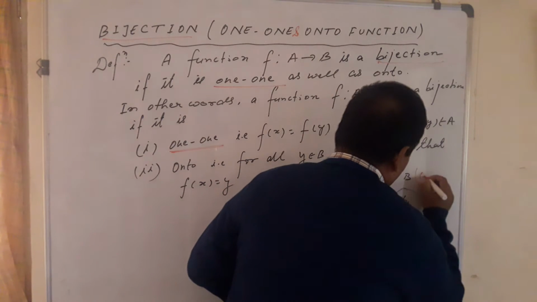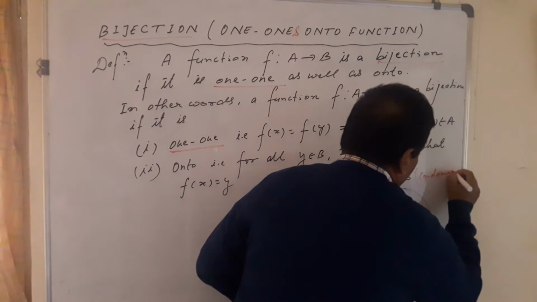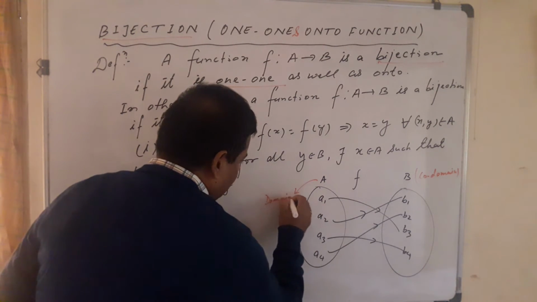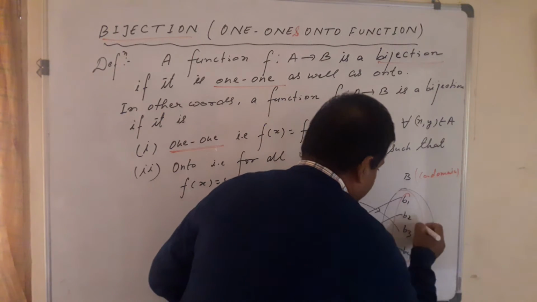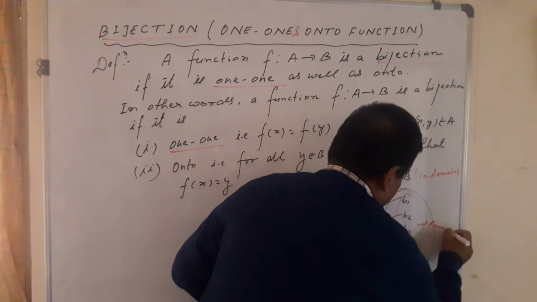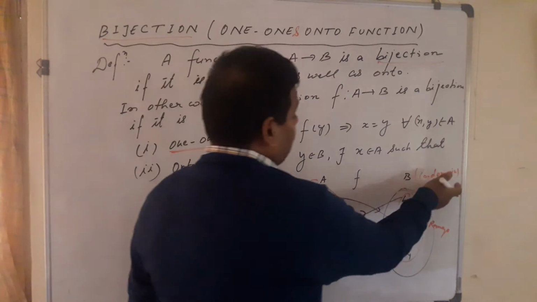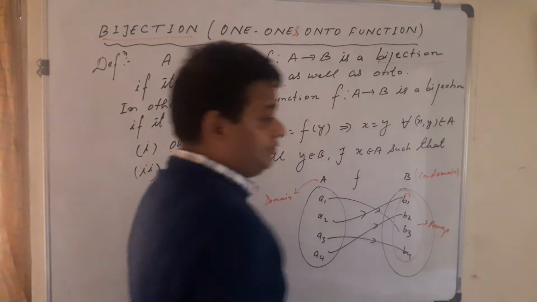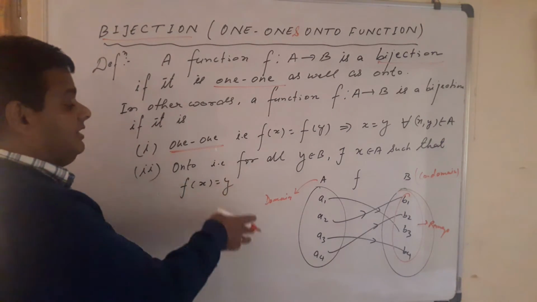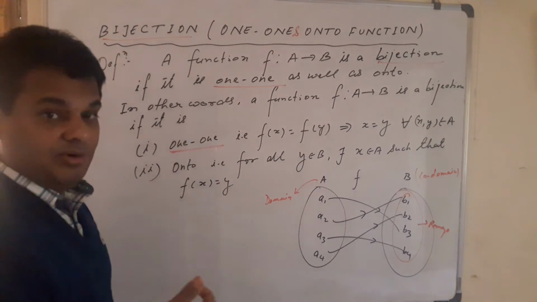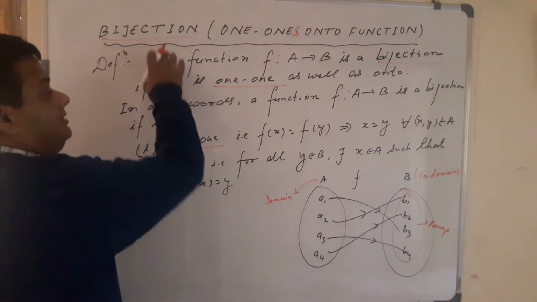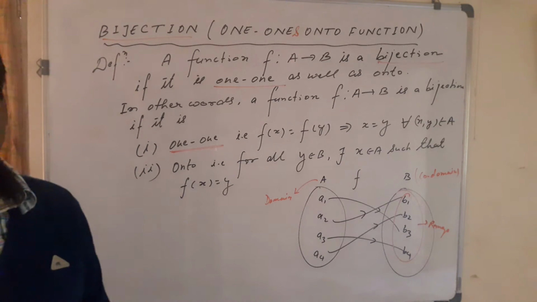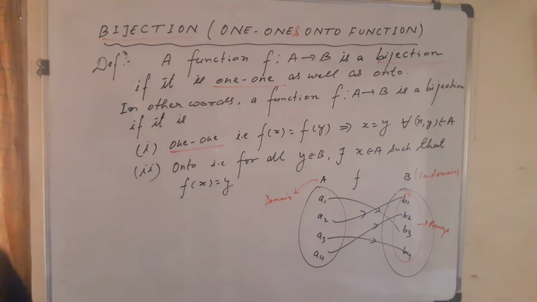And this is the codomain, and this is your domain. So here this is your range. It means the range is equal to the codomain. So that's why this one is an onto function. So this function is one-one as well as onto. That's why this function is known as a bijection or one-one onto function.